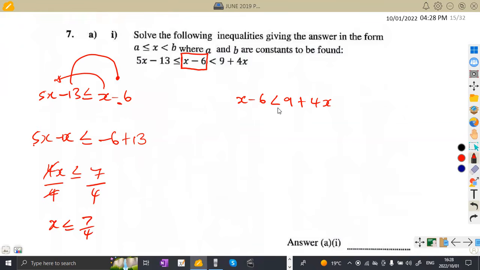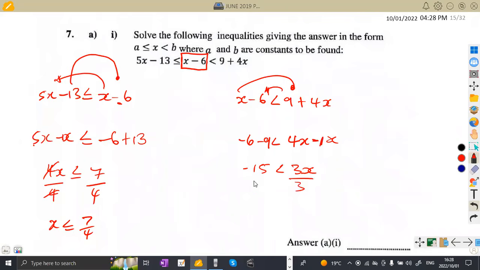All right, then we move here to the other one. We can transpose the 9 to the left hand side. So it's going to be minus 6 minus 9 is less than 4x. The x to this side is going to be minus x. So this will be minus 15 is less than 3x, because this is same as 1x. So divide by 3, divide by 3 here. That means we are going to have x which is greater than negative 5.